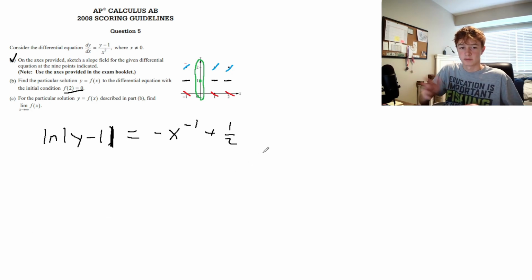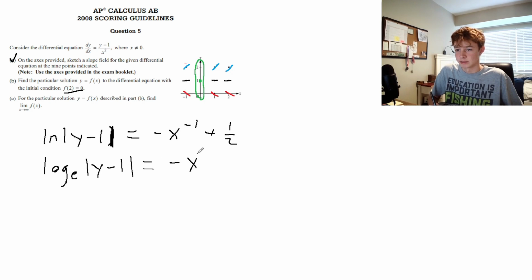Just for some clarification on this step about putting them both to the power of e, the logic behind that is that this ln of absolute value of y minus 1 is really log base e of the absolute value of y minus 1 is equal to negative x to the power of negative 1 plus 1/2.